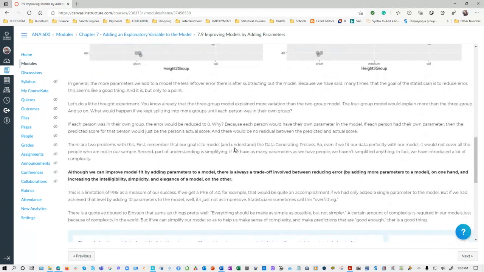First, remember that our goal is to model and understand the data generating process. So even if we fit our data perfectly with our model, it would not cover all the people who are not in our sample. Second, understanding means simplifying. If you have as many parameters as we have people, we haven't simplified anything. In fact, we have introduced a lot of complexity. If you simply work with all the individual separate scores rather than summarizing, what's the point of having a model?